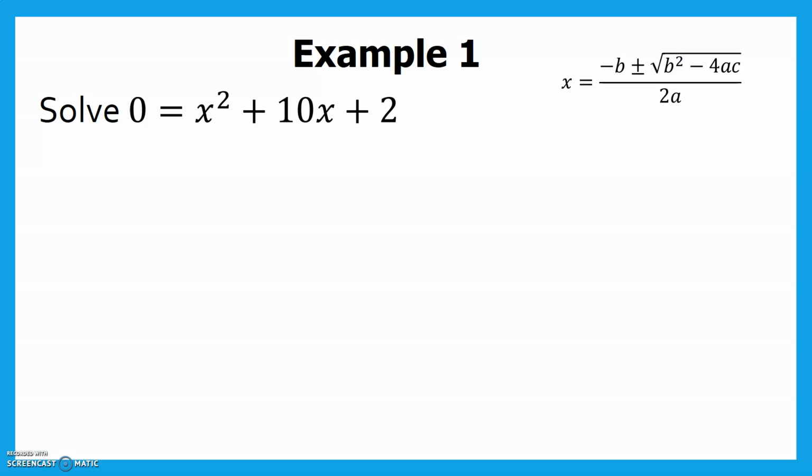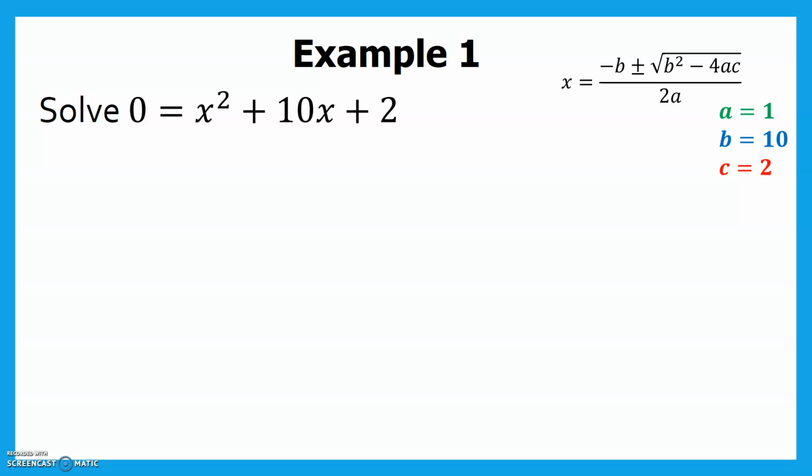So there's not a number in front of that x squared. So if you remember, we always take that to be 1. So if there's not a number written there, it's 1. And then the number in front of the x is 10, and the number by itself is 2. So a equals 1, b equals 10, and c equals 2.